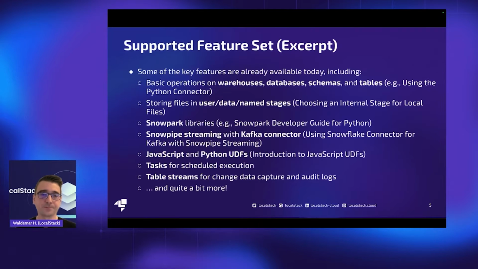You can use things like Snowpark libraries or a Kafka connector if you have some streaming use cases. And there's a bunch of other features like, for example, user-defined functions if you have something like a JavaScript or a Python function you want to execute. And there's a bit more, and we'll go through these as part of the demo as well.